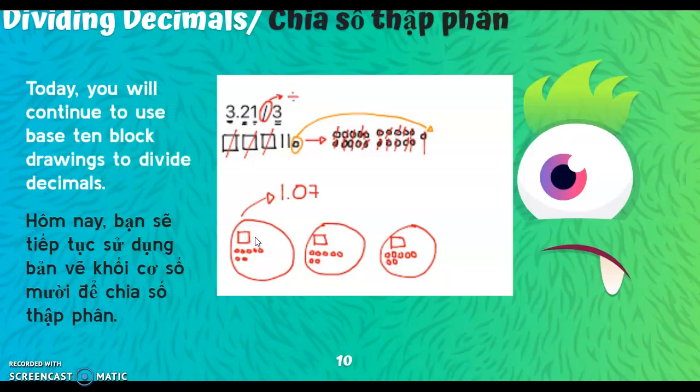Welcome back. What answer did you come up with? Yes, you should have come up with 5 groups. All right, today you are going to continue your work with base 10 block drawings to divide decimals. So here's a picture to remind you.